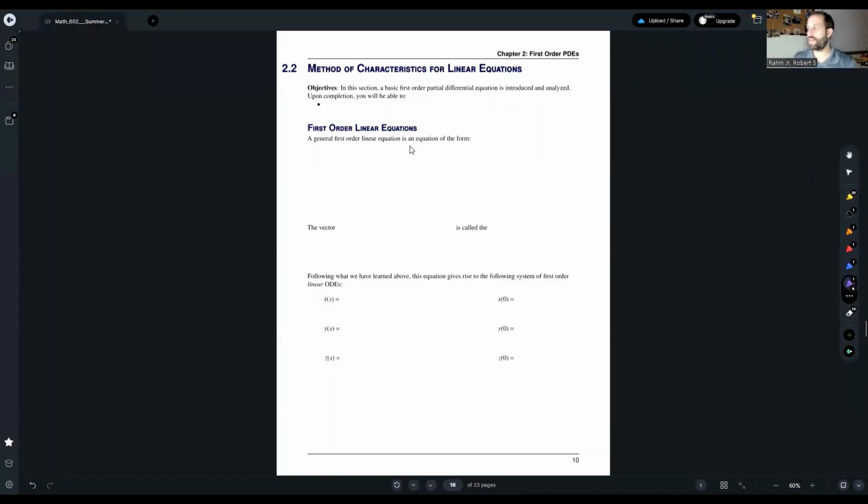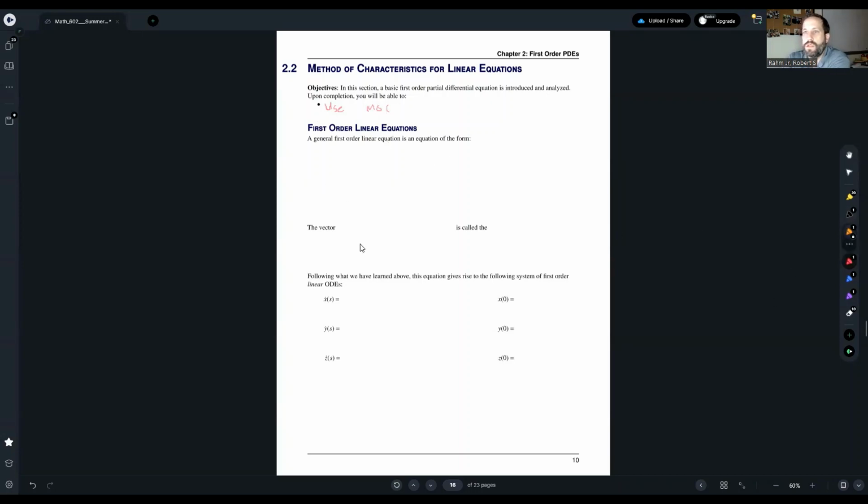Going to look at a general first order linear equation. I haven't even defined what a linear equation is yet, though I have been using that term. So we're going to do that now and look at a different type of example. At the end of this section, what I want you to be able to do is use the method of characteristics. That's the main takeaway here.